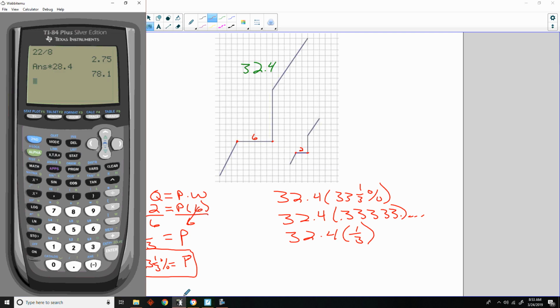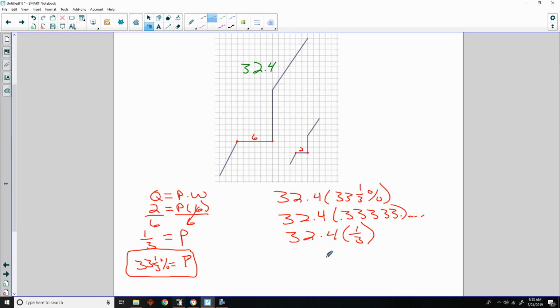So if I go to my calculator and I take 32.4 and multiply it by 1/3, like that, I get 10.8 units.